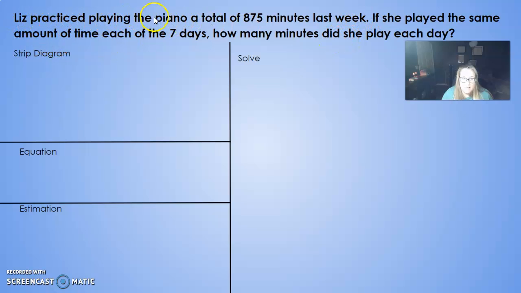Liz practiced playing the piano a total of 875 minutes last week. If she played the same amount of time each of the 7 days, how many minutes did she play each day? Well, I know it's important that it says total of 875 minutes last week. I also know it's important that she played the same amount of time each of the 7 days. And my question is always important, so how many minutes did she play each day? That's important. So I'm going to highlight all of that information.